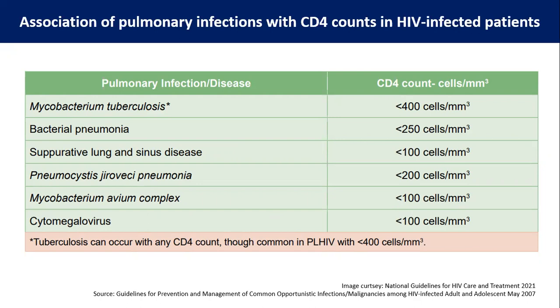Now, association of pulmonary infection with CD4 counts in HIV-infected patients. Mycobacterium tuberculosis can happen with any CD4 count, we all know, but it is more common if the CD4 cell count is less than 400 per cubic millimeter in PLHIV. Bacterial pneumonia occurs whenever CD4 goes below 250 in PLHIV, and suppurative lung and sinus diseases whenever it goes below 100 cells per cubic millimeter. PCP pneumonia is more common with a CD4 count of less than 200 cells. MAC is more common when the CD4 goes below 100. Similarly, cytomegalovirus infection is also more common in PLHIV whenever CD4 goes below 100 cells per cubic millimeter.